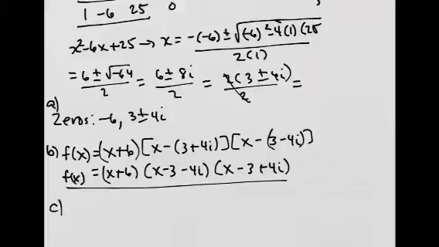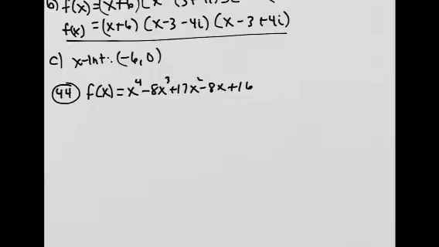And then for C, the x-intercept, there's only one. The x-intercept is negative 6, 0. Because these two are imaginary numbers, they do not make the graph cross. There's no place for them on the x-axis because they're imaginary numbers. Okay, so this is the only x-intercept.